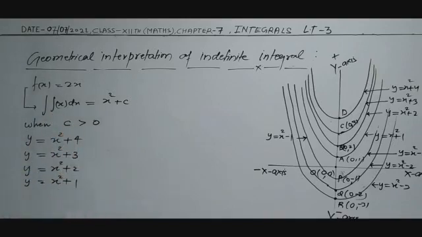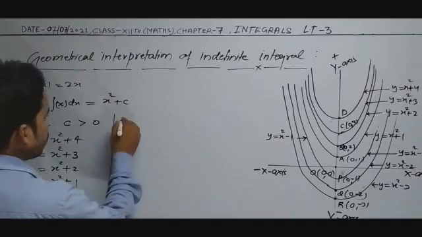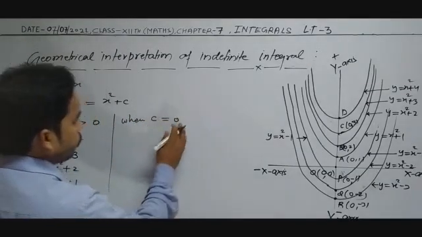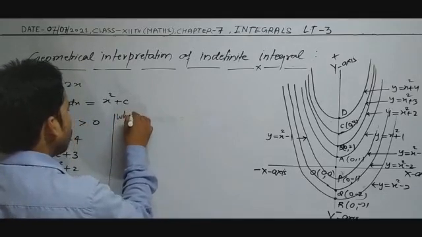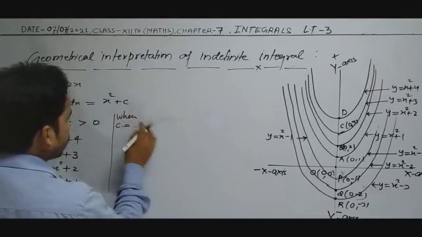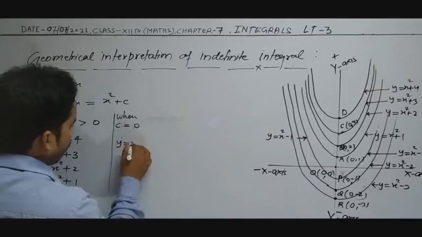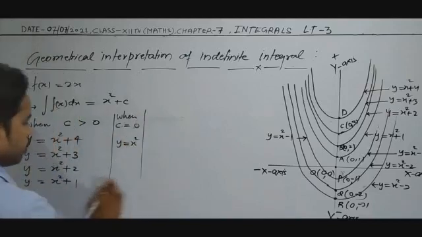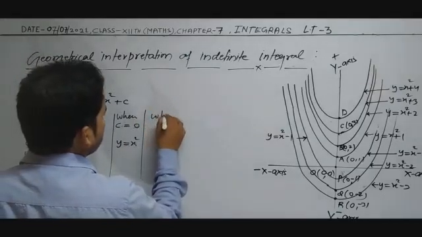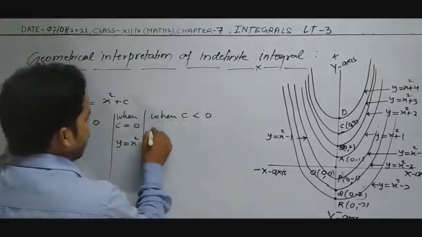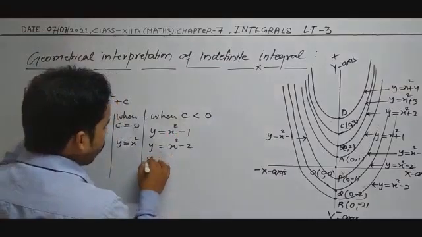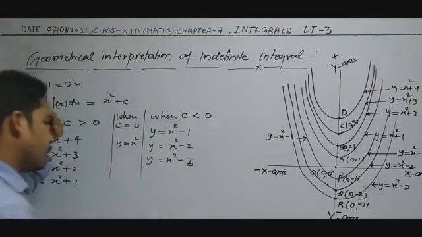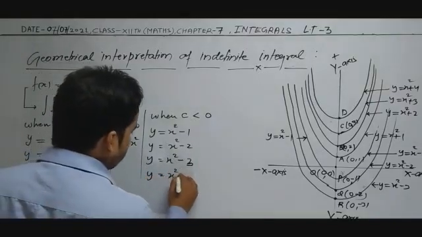Now c = 0. When c is equal to 0, you will get the result y = x². And when c is less than 0, y = x² - 1, y = x² - 2, y = x² - 3, and in a similar way you can write y = x² - 4.